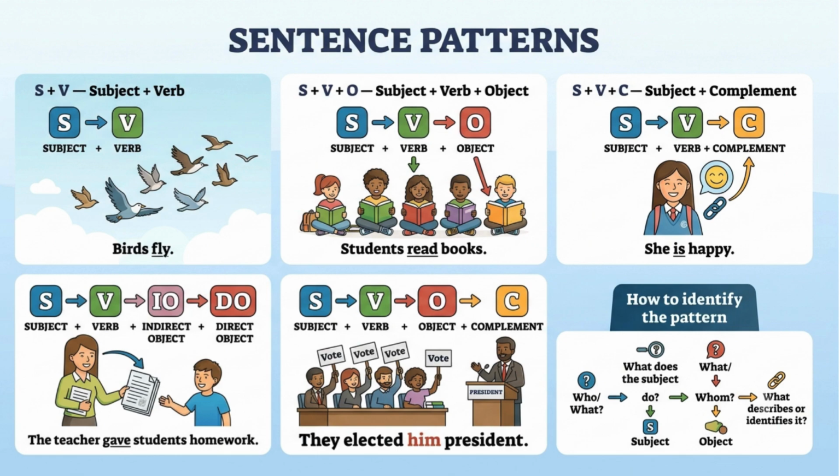In this case, the last word does not receive an action, but instead describes or identifies the subject, like saying she is happy. Wait, so if I say she is happy, happy isn't an object? I guess that makes sense because she isn't doing something to the word happy, it's just how she feels.